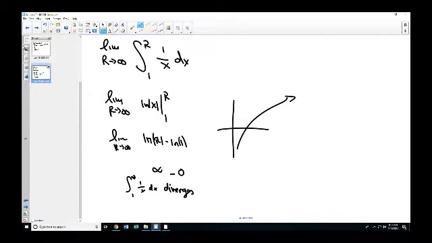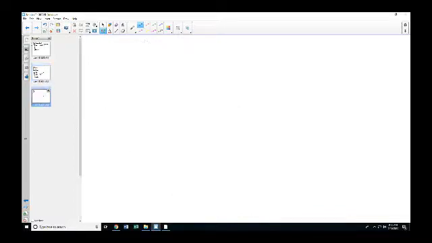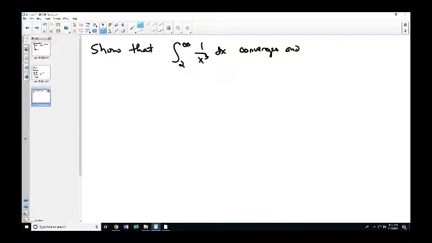Let's try one like what you're talking about, something that converges. Show that the integral from 2 to infinity of 1 over x cubed converges and compute its value. Okay, so they gave you the answer. It converges. You just have to find the number.